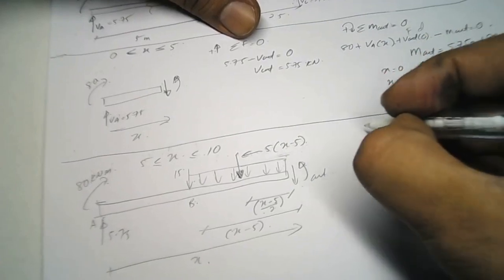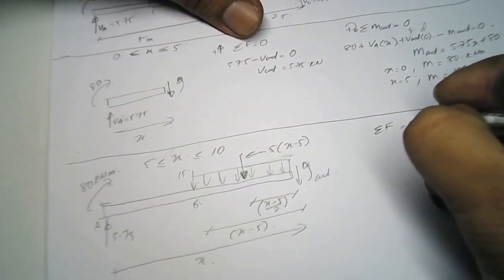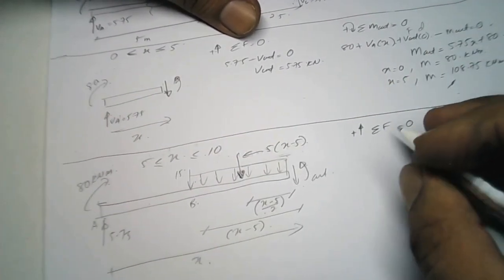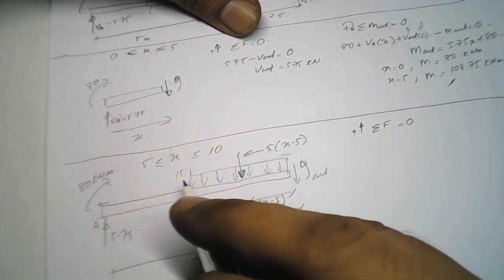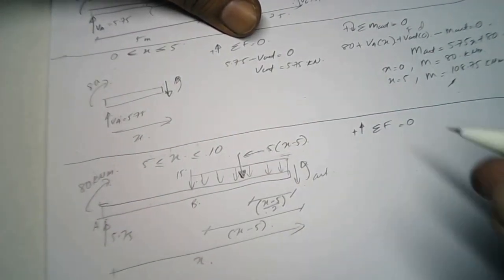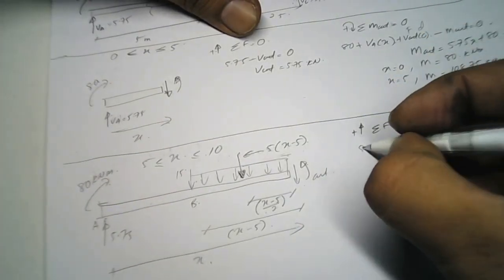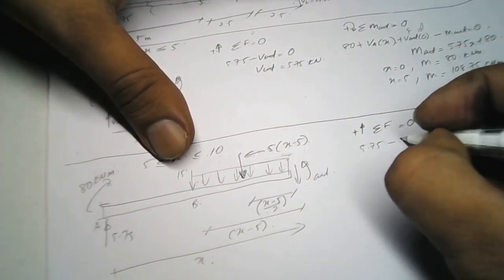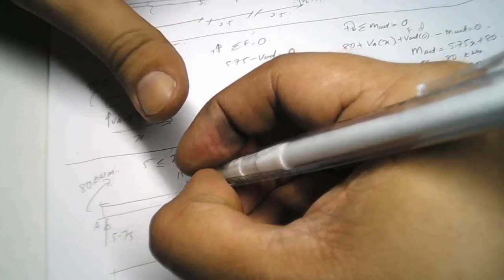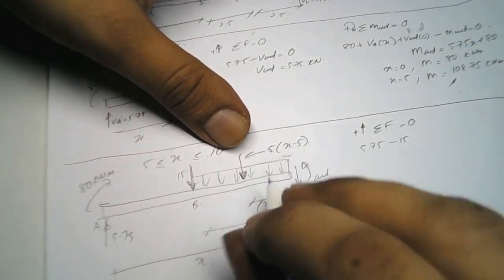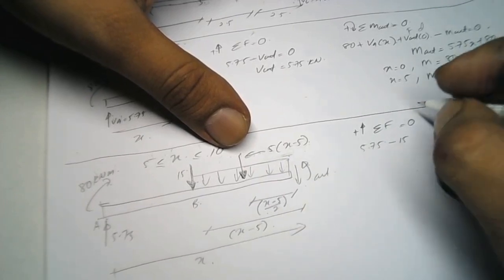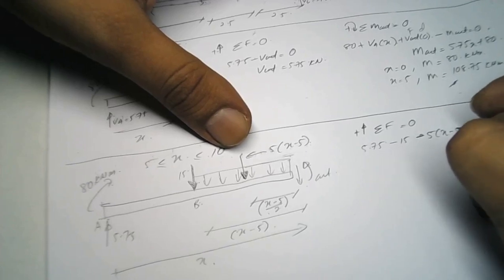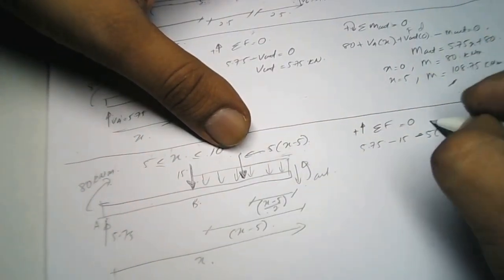It's a summation of F equal to 0. The upward direction is positive. How many forces do we have here? 1, 2, 3, 4. Four forces to sum up equal to 0. So we have 5.75, then negative 15, and another representative force here, negative 5 times (x minus 5).